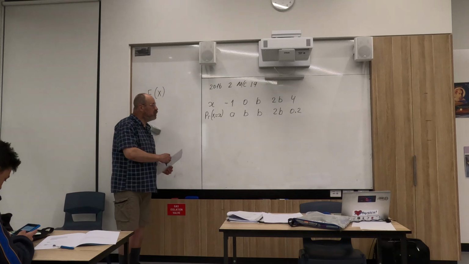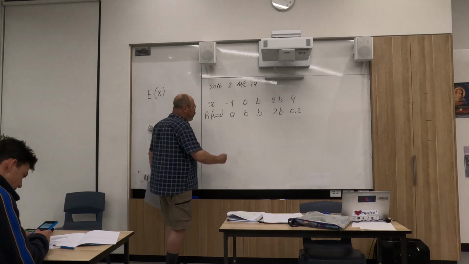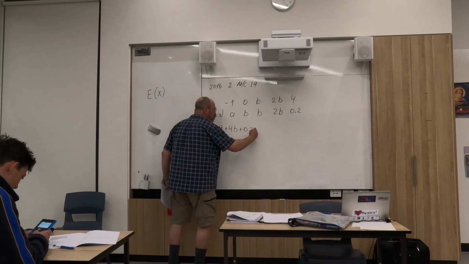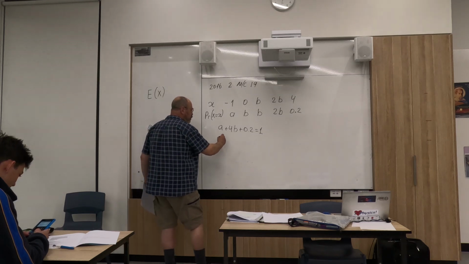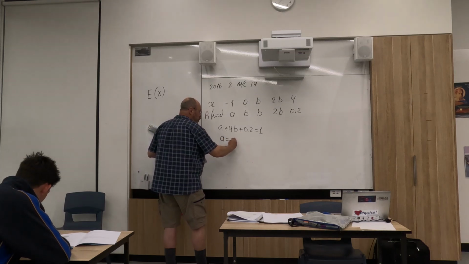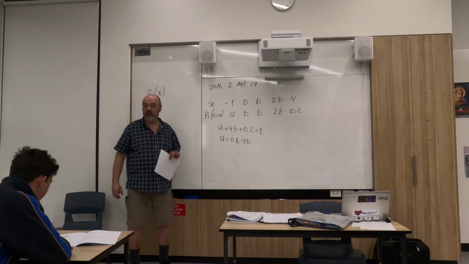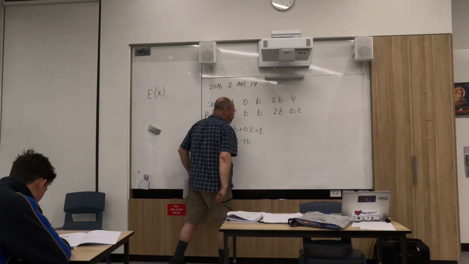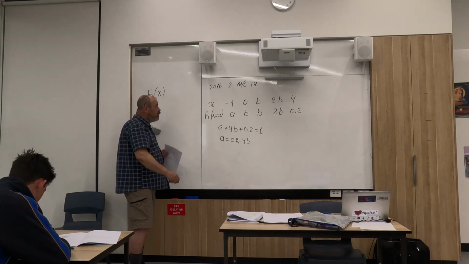Let's see how we can achieve it. First, using the fact that all probabilities add up to 1, we have A plus 4B plus 0.2 equals 1. So we will have A equals 0.8 minus 4B. We find the relation between A and B from the fact that all probabilities have to add up to 1.